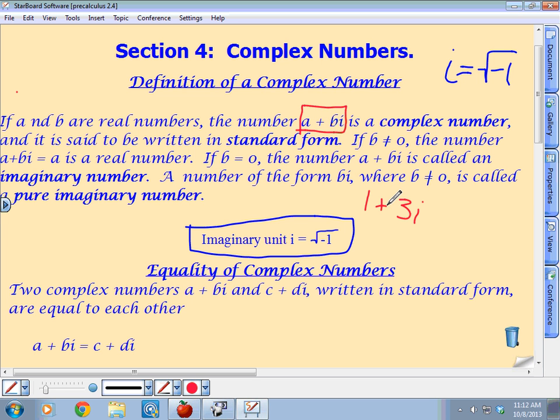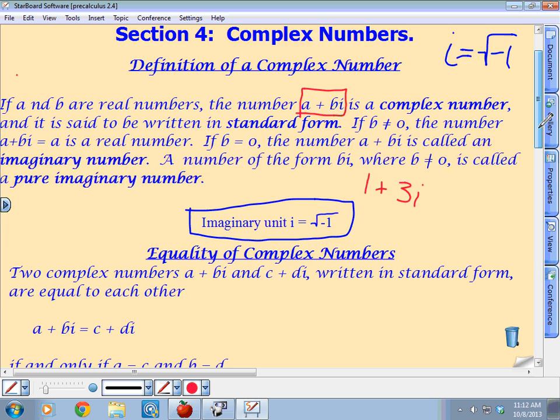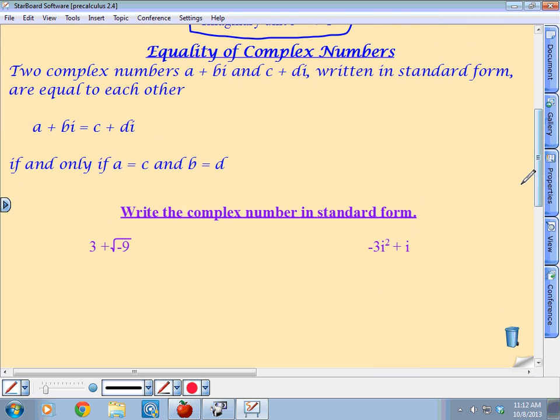Equality of complex numbers. Two complex numbers, a plus bi and c plus di, written in standard form, are equal to each other if and only if a is equal to c and b is equal to d. So if a and c are equal and b and d are equal, then those statements are equal. i is equal to i. It's just a standard constant. i is always the square root of -1.